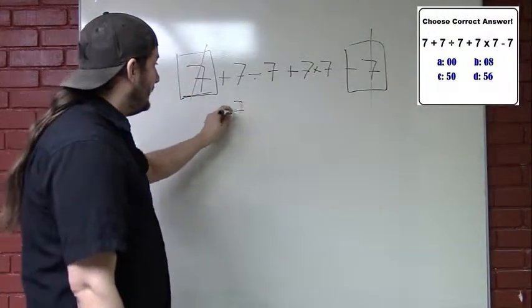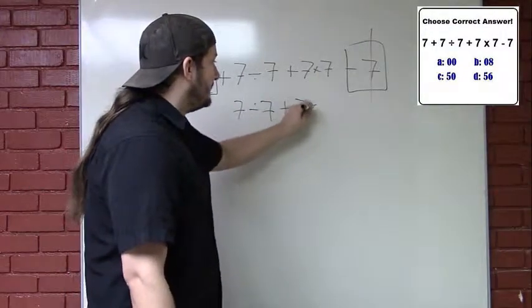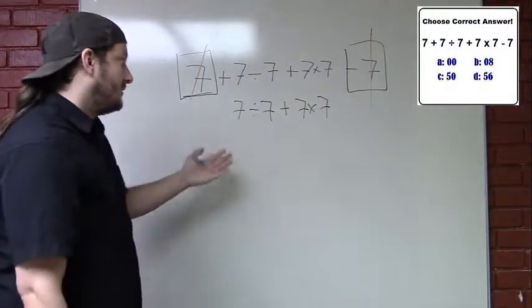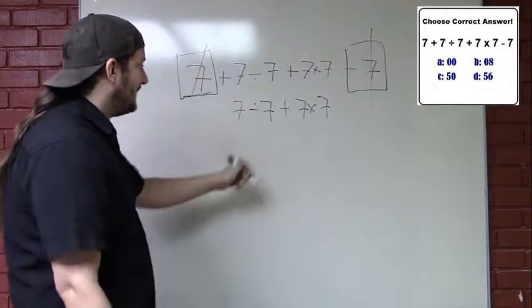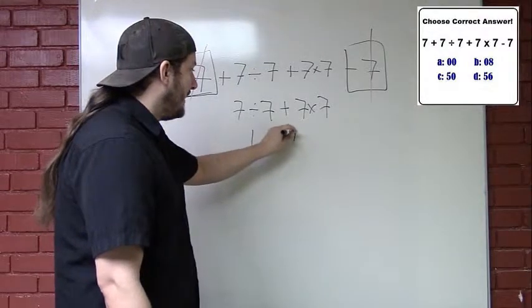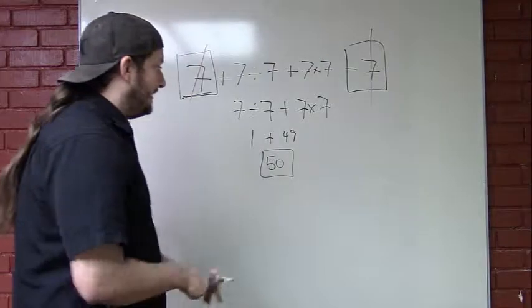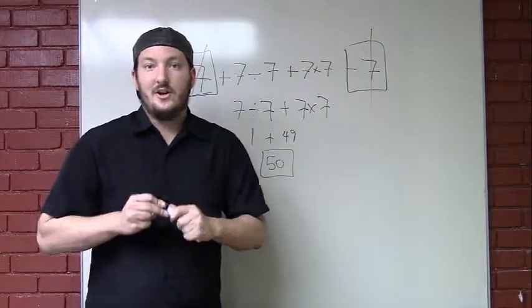So you're just left with 7 divided by 7 plus 7 times 7. So now you just do it left to right. 7 divided by 7 is 1, plus 7 times 7 is 49. 1 plus 49 is 50. Now you know how to solve this problem.